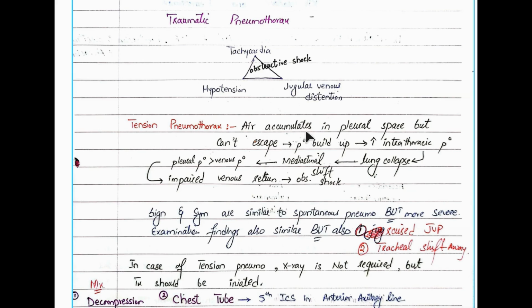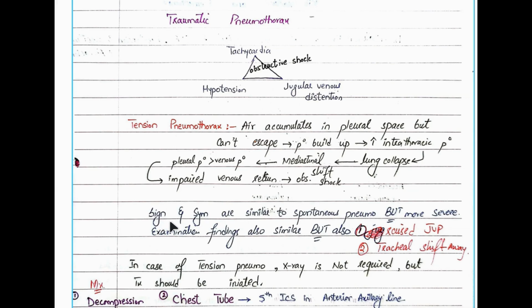Air accumulates in the pleural space, but it cannot escape. So as a result, it will keep on building up and it will increase the intrathoracic pressure. The increase in the intrathoracic pressure will cause the lung to collapse, and as a result, there will be a mediastinal shift. Eventually, the pressures will increase so that the pleural pressure will become way more than the venous pressure, and it will impair the venous return, and it will result in obstructive shock.